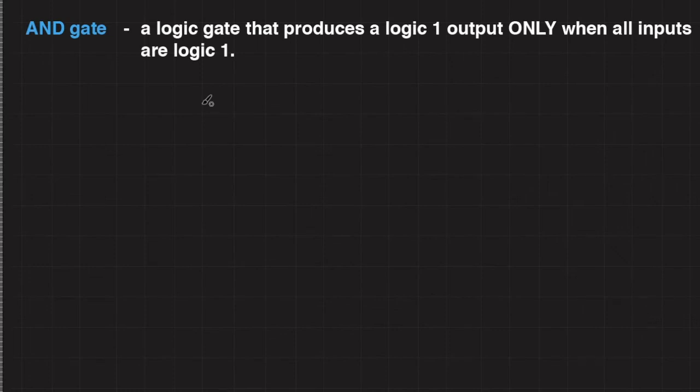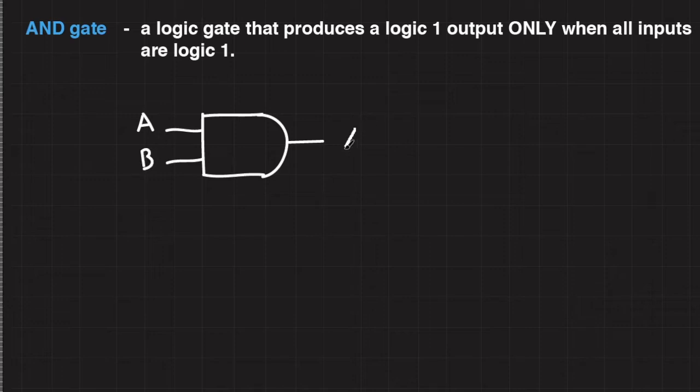An AND gate is a logic gate that produces a logic 1 output only when all inputs are logic 1. An AND gate can have 2 or more inputs. This is the standard logic symbol for AND gate. Let's represent its inputs as A and B and its output as X. Let's write down its truth table.